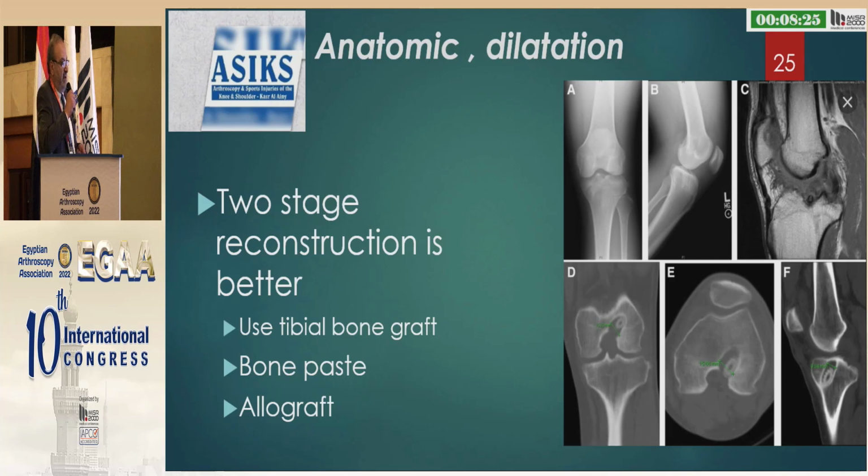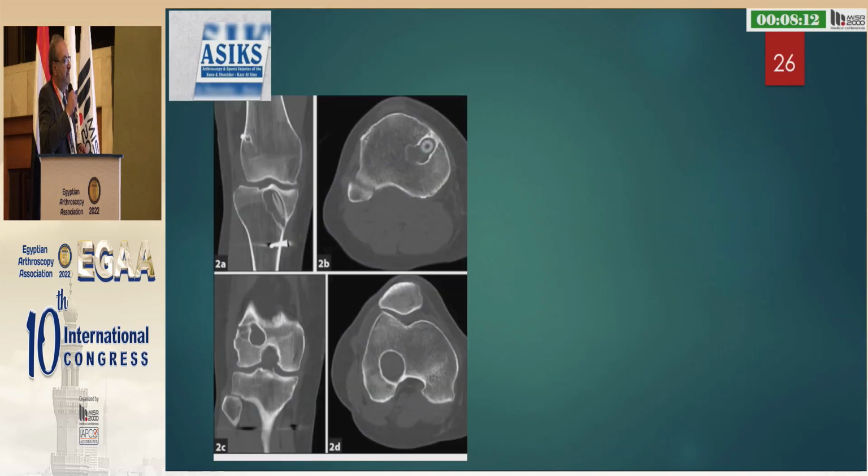We use tibial bone graft, like biological. We take it like press fit, or bone paste. We don't have many bone pastes here in Egypt. Allograft is here but limited. Here are our different types of defect. We graft this as a first stage.